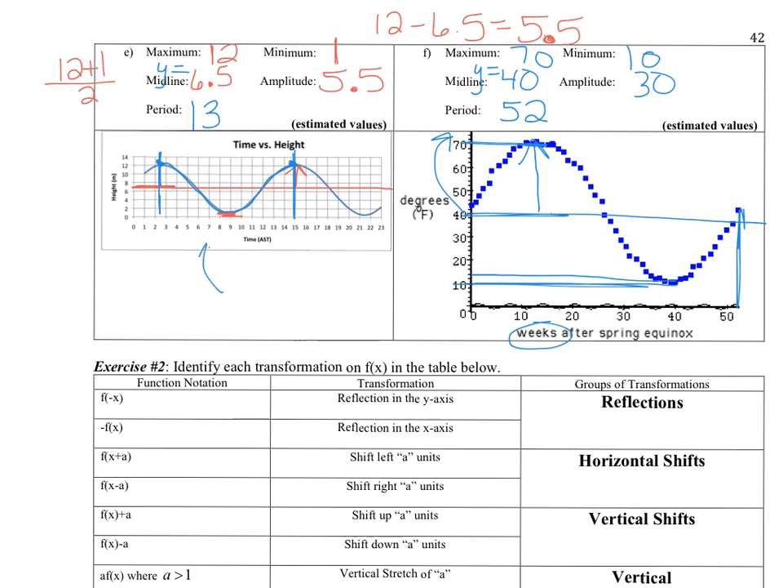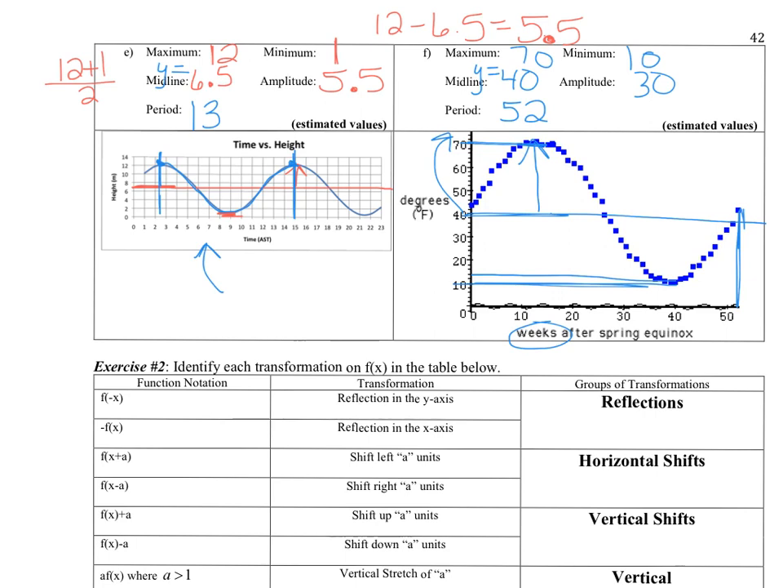Looking back at the other one, this is actually some sort of a graph about tides, which repeat on about a 12-hour cycle if you measure the height of the water over that time. So any of these things that happen in nature that are cyclical can be modeled by trig graphs.